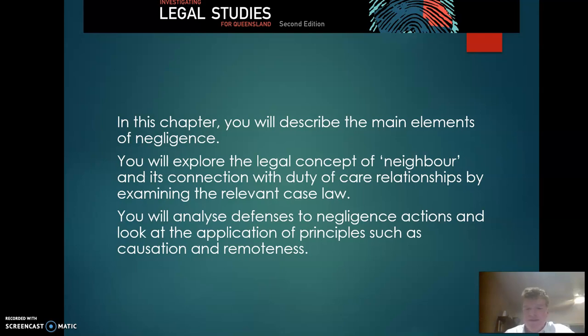So we're thinking about the main elements of negligence, the three elements of negligence. Is a duty of care owed? Is there a breach? Are there foreseeable damages? The neighbour principle, coming from the Donoghue v Stevenson case, and defences to negligence, which will include voluntary assumption of risk and illegal activity and contributory negligence.